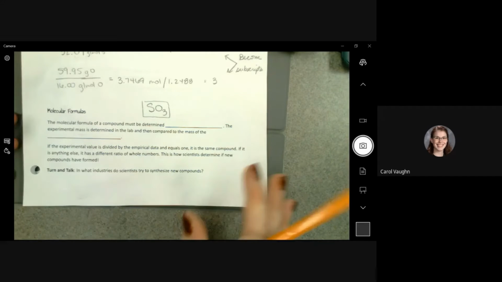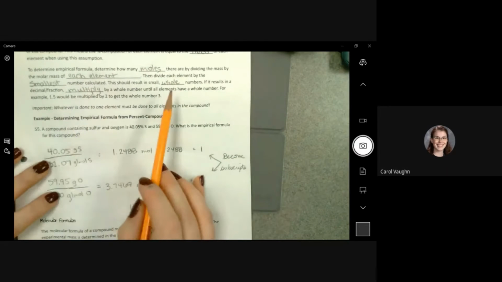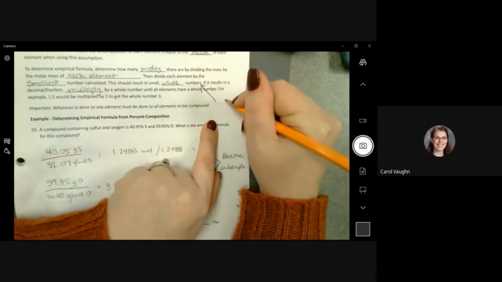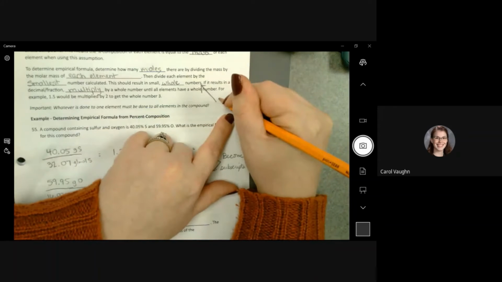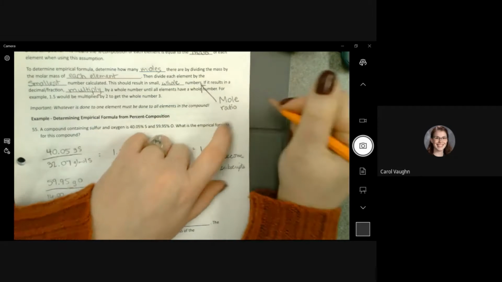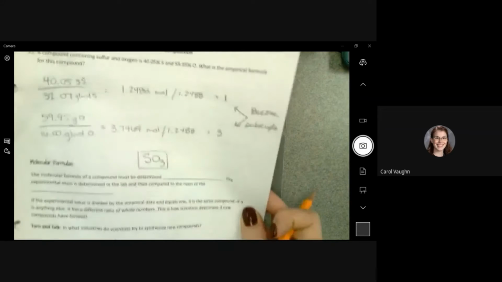Last class, we talked about how to find an empirical formula, which is the smallest whole number ratio of elements that make up a compound. So real quick, if we go back to empirical formulas for a second, when we're dividing each element by the smallest number, this is going to result in a small whole number. I want you to add a little note. Those small whole numbers that it gives you after you divide all of them by the smallest number are called a mole ratio. I forgot to mention that last class.